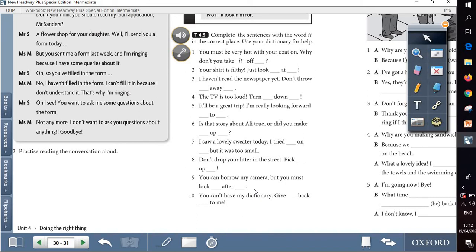This is the end of the Unit 4 workbook. Later on we'll have the answer key for each question.